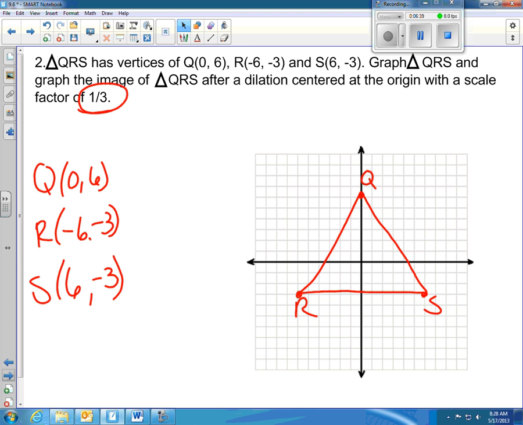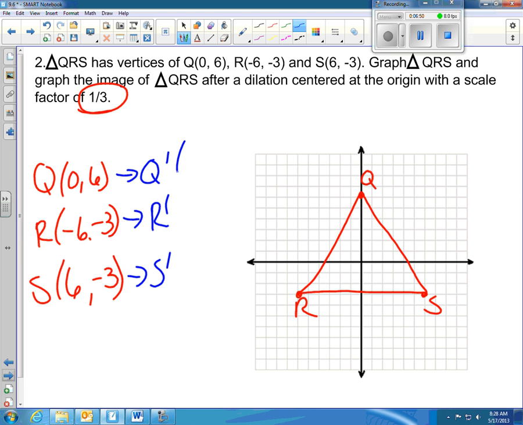Now we're going to create our new image of QRS after a scale factor of 1/3. So we have Q prime, R prime, and S prime. Now, we're going to multiply by 1/3, but think about multiplying by 1/3 is the same thing as dividing by 3. So we're just going to divide each of these by 3 to use our new scale factor of 1/3. So 0 divided by 3 is 0. 6 divided by 3 is 2. That was pretty easy. Let's try it with R.